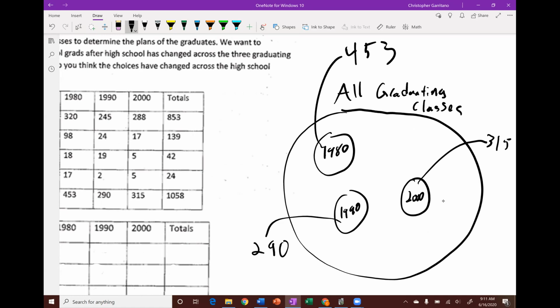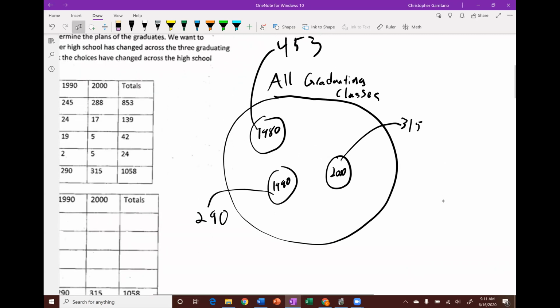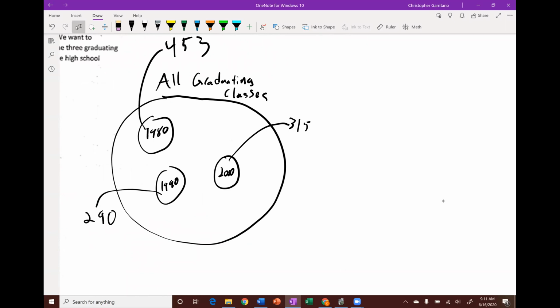Right, so we went ahead and we identified the people that graduated in 1980, and we sampled from there. We identified the people that graduated in 1990, sampled from there, and we did the same thing for 2000. All right, so let's talk about the hypotheses that we're going to set up.